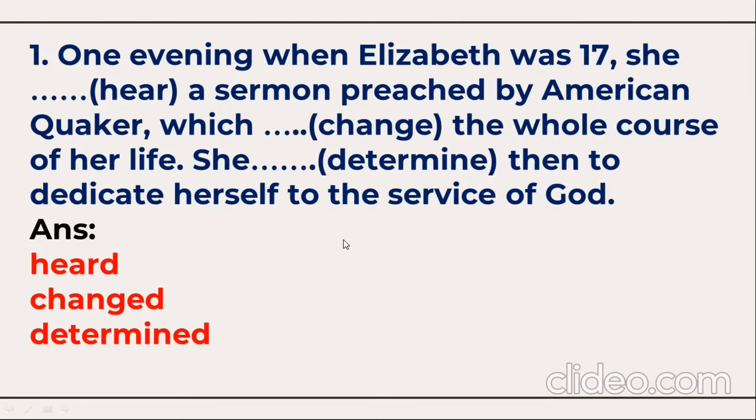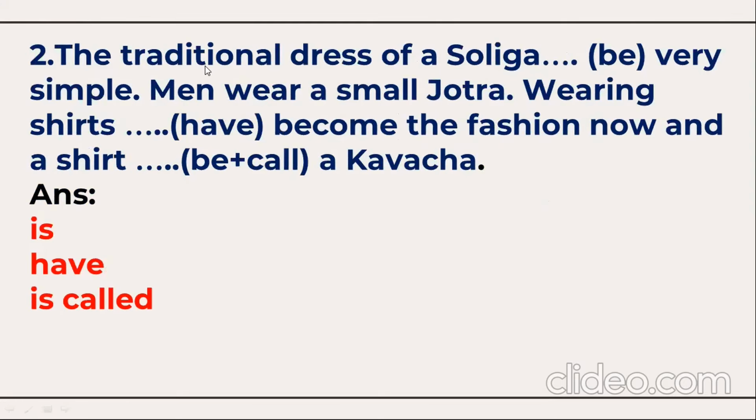So verbs, second form. The traditional dress of Soliga is very simple. Men wear small jotra. Wearing shirts have become the fashion now, and a shirt is called kavacha. So when you describe something, when you describe any fashion, a story, or news, we always say it in the present tense.